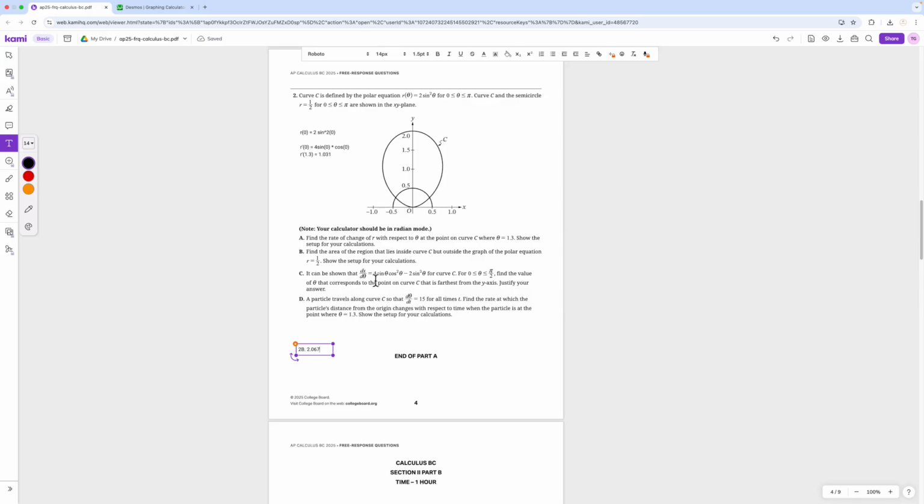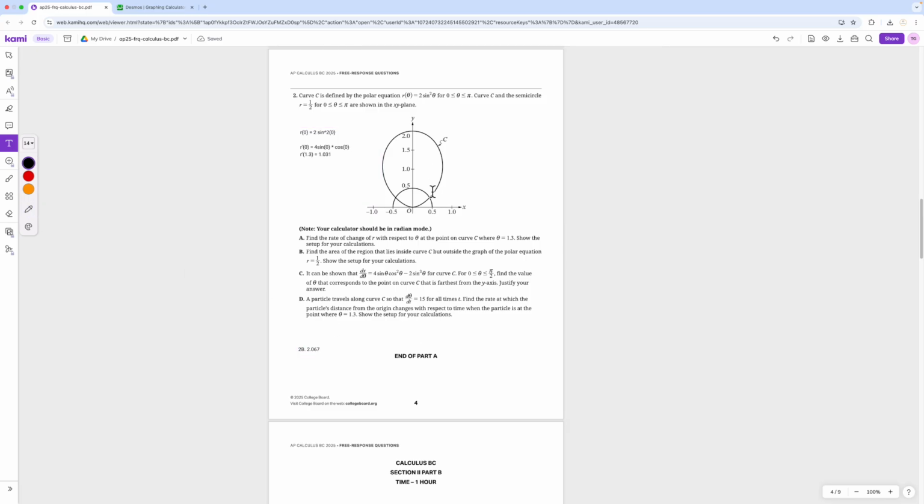It can be shown that the derivative for curve C is equal to this. That dx d theta is equal to this. For 0 less than theta less than pi over 2, find the value of theta that corresponds to the point on curve C that's farthest from the y-axis. So what does that mean if we check over here? The farthest point from the y-axis is going to be around here. And let's note that this actually has a vertical tangent line.